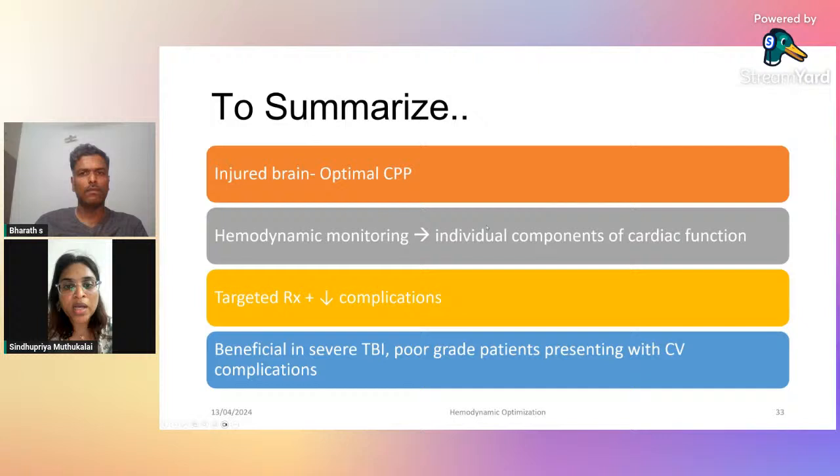Sir, I would just like to ask what would be the role of IABP in managing or optimizing the hemodynamic status in neurocritical care patients?